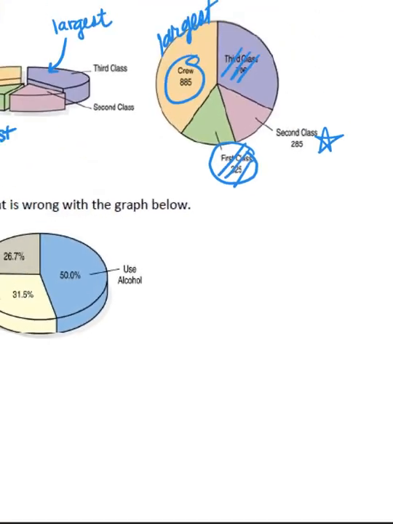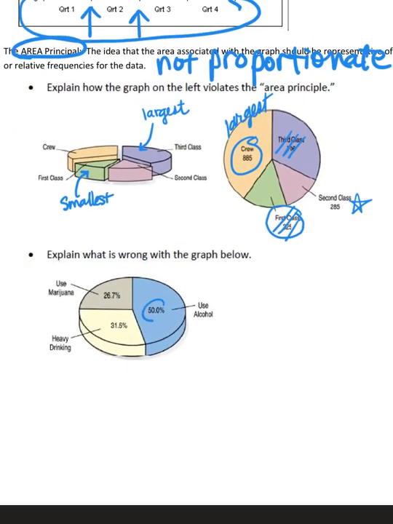All right. So let's talk about three things that you could say are wrong with this picture here. Okay, I think the first one that students typically tell me is that the 50% does not look like half. Okay, and then another one, because this is the graph that has to do with usage of substances in teens, and we have 26.7% marijuana use, 31.5% heavy drinking, and then 50% use alcohol.